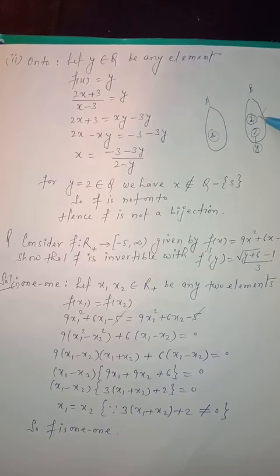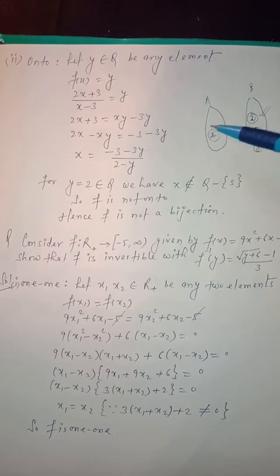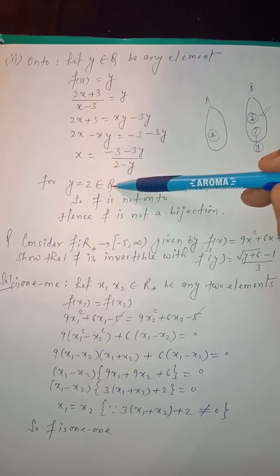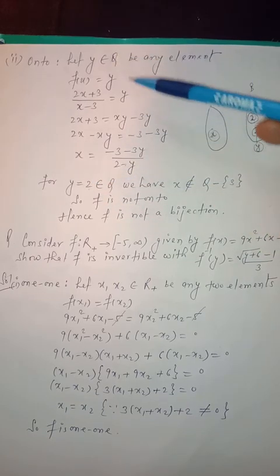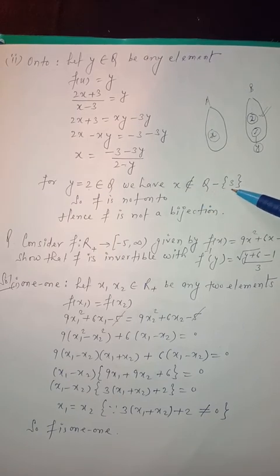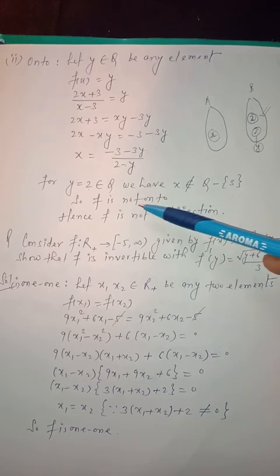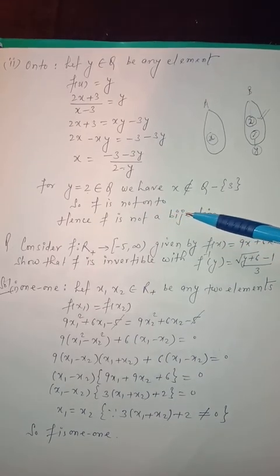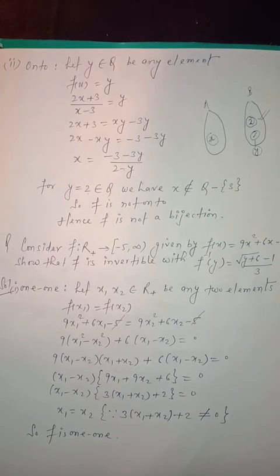It means this element is left in set B. It means this function is not onto. So that's why I am saying for y equal to 2 which belongs to set B, means set Q, we have x does not belong to set Q. Actually this is set A. It means f is not onto. So hence f is not a bijection.